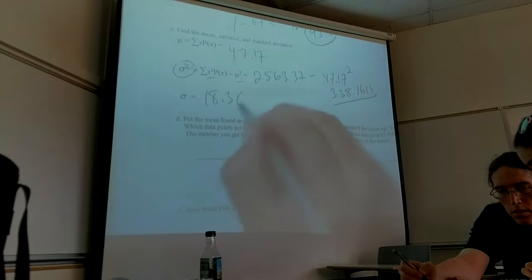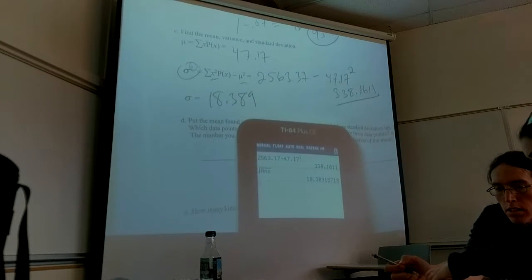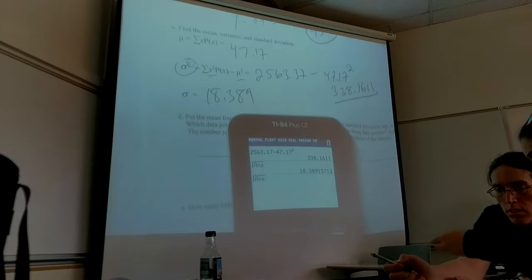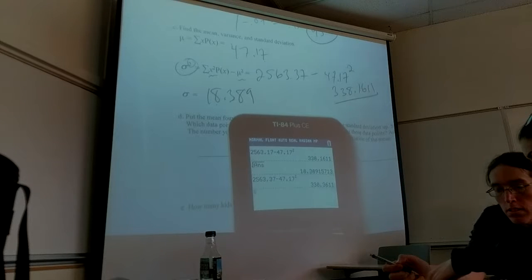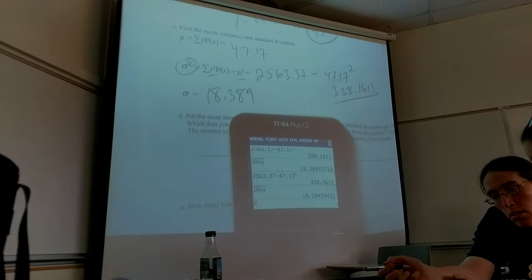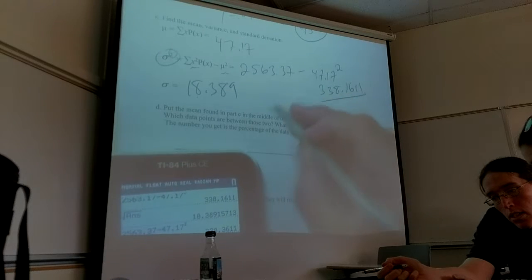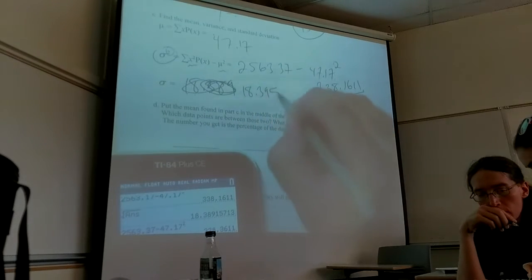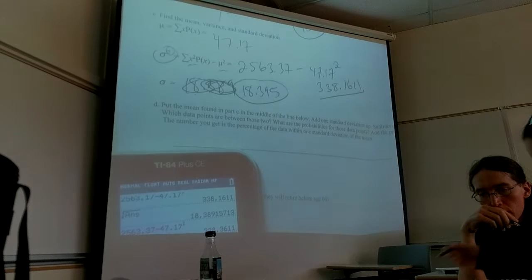Wait, I didn't get that. It's 3611 at the end, not 1611. Oh, I put a 17 there. My bad. So then square root that: 18.395. Yeah. I like it. All right, now I will show you a way to check your work.